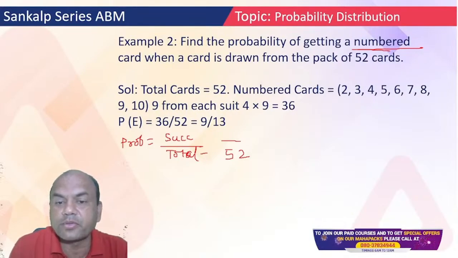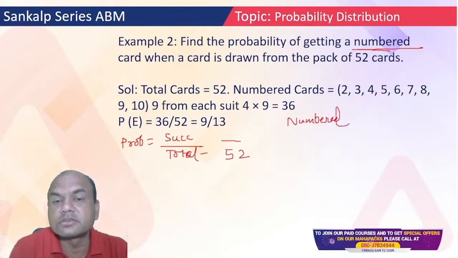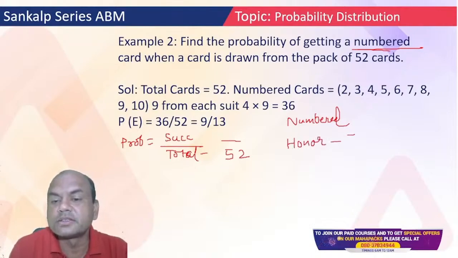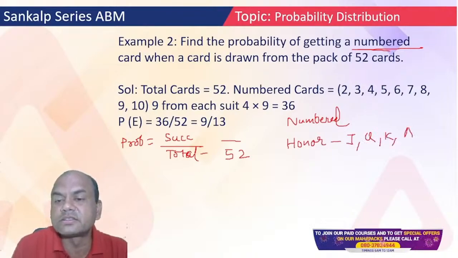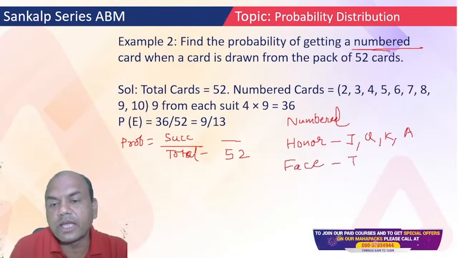Remember, there are three types of cards. One is numbered. Second one is, what is this? Anyone knows? Yes, face card is there, but this is not the answer. Honor card is the answer. Honor card means jack, queen, king, and ace. And the last one is face card. Face cards are three: only jack, queen, and king.